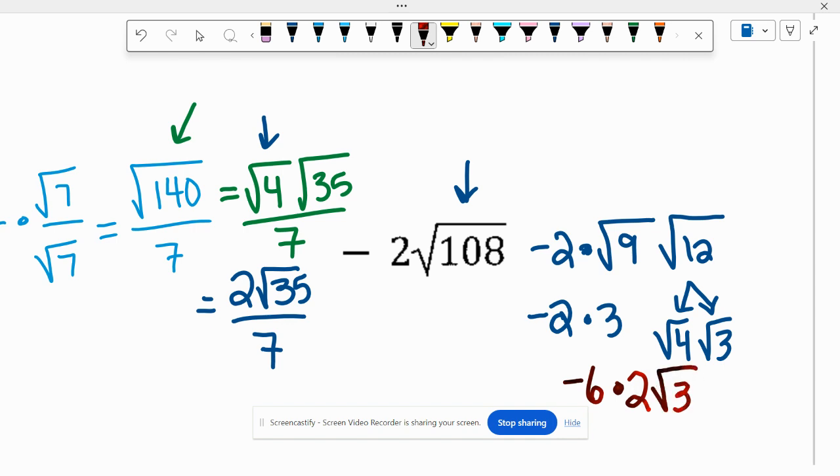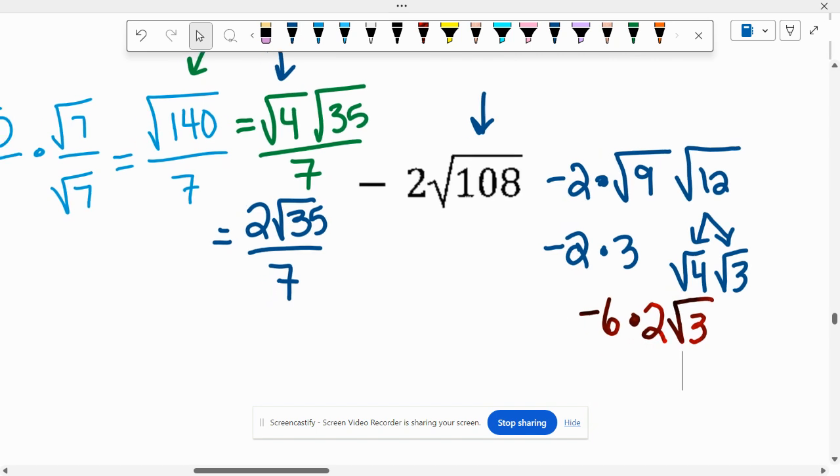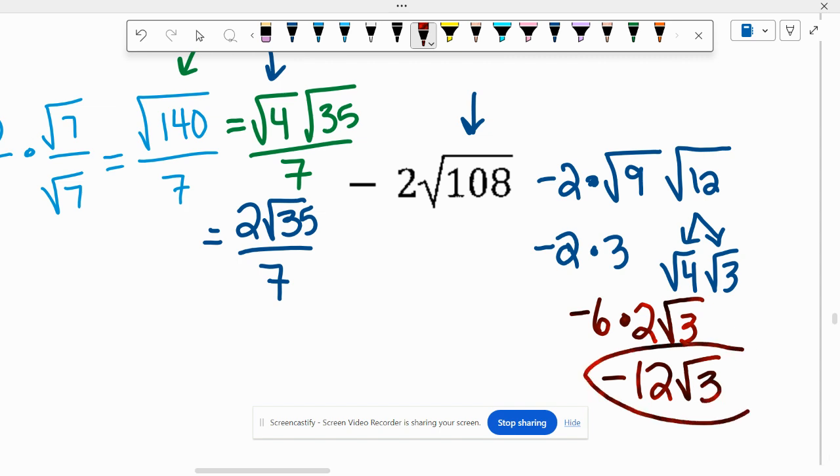What is negative 6 times 2 root 3? You just multiply your constants. Negative 12 root 3. That is it.